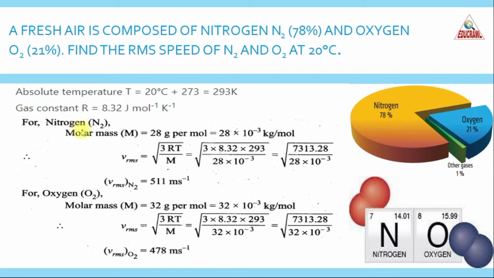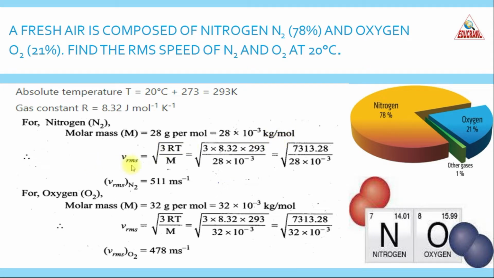First we will find the molar mass of nitrogen. The atomic mass of nitrogen is 14. So the molar mass is 14 into 2 because it has 2 atoms. So the molar mass of nitrogen is 28 gram per mole. Here we have to convert it into kilogram, so the value is 28 into 10 power minus 3 kilogram per mole.